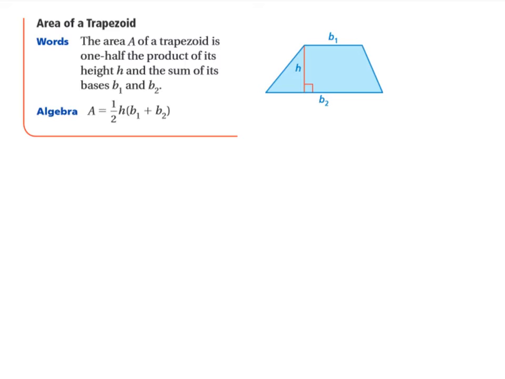So the trick here is locating those parallel lines, because those are your two bases. Those are the numbers that you add together and multiply times h and 0.5.